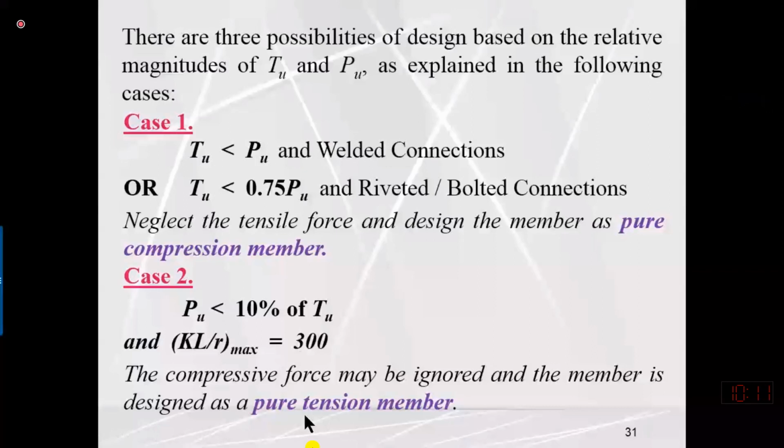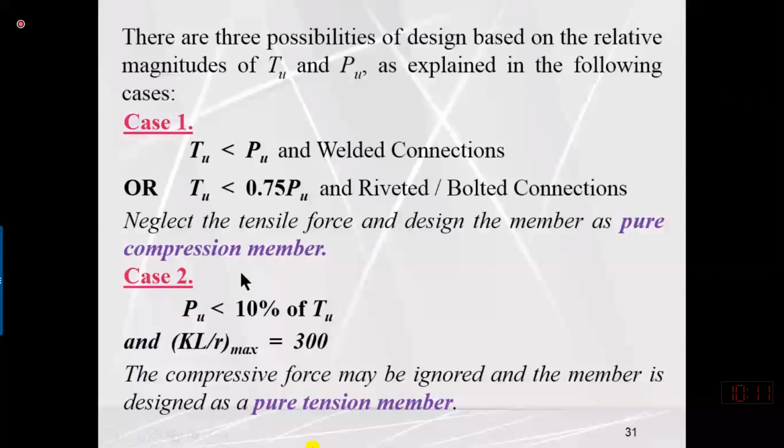So we will discuss in our next topic that, as I have already explained, if there are two identical members having the same length and same cross section, their capacity against compressive force and tensile force will be different. Why will it be different? Because due to the compressive forces, there is a chance of buckling, which we will discuss inshallah in our next topic. So the slenderness ratio will be used as a maximum of 300, and we will use the guideline for tension member.